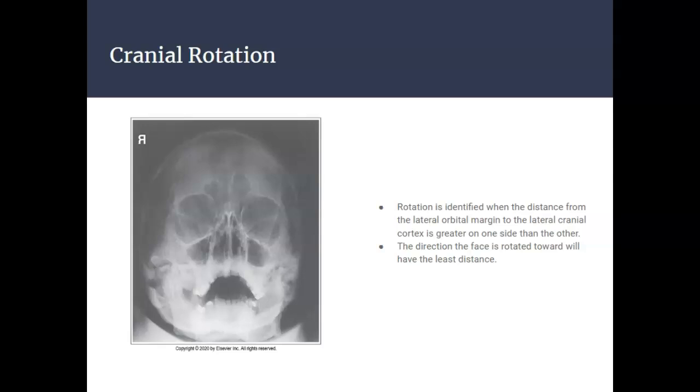So in this projection, you can see that the right side has an increased amount of distance between that cranial border of the cortex and that lateral orbital margin. So the head is rotated towards the left side. You want to ensure that your mid-sagittal plane is perpendicular with the IR.